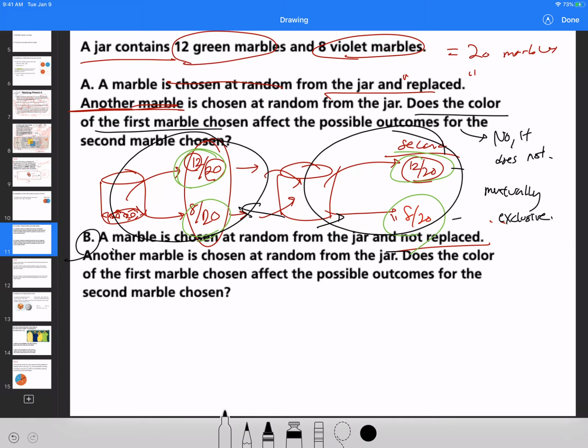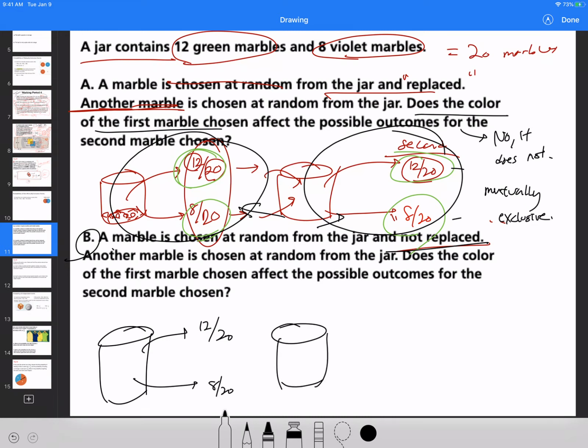Then take a look at B, where it's not replaced. Think of the same situation, but it's not replaced. So from the jar, you pick either green or violet, but then on the second time around, you do not replace it. So I am not going to replace it here nor here. I still have the jar, and the probability of the first one is still the same.